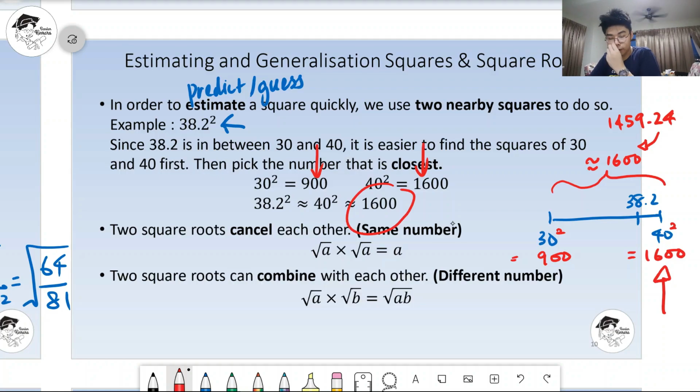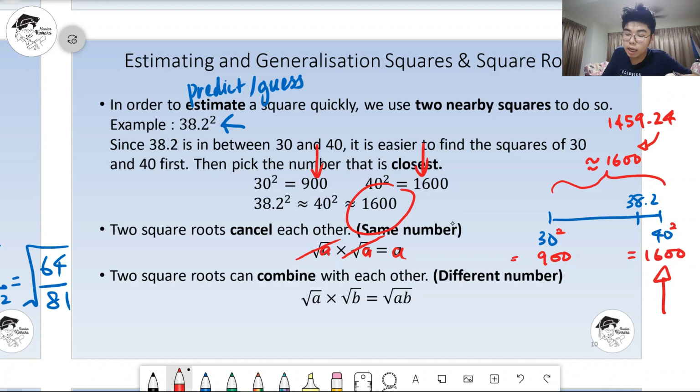Yes, definitely, because it is actually the same idea like just now. Square and square root can cancel each other. So what I'm telling you now is that if inside is the same number, that means it's A, A and A, you can cancel off the square root, cancel off the square, you will get back the same number.